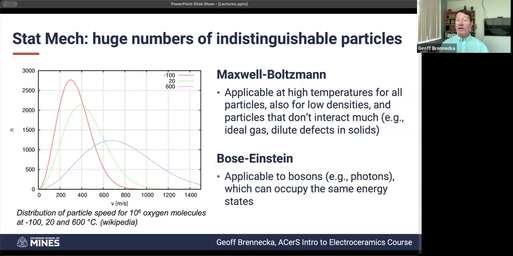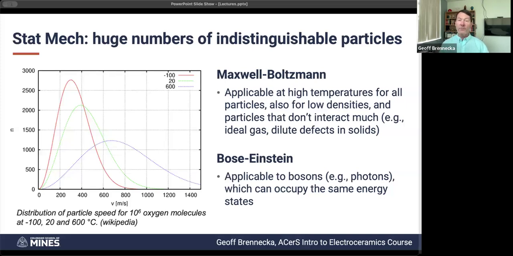Bose-Einstein is what we use for photons and other bosons. The key there is that they can occupy the same energy state. So you can have two different photons that are completely identical. They occupy the same energy state and they don't interfere with each other. That's what makes it a boson, which follows Bose-Einstein statistics.